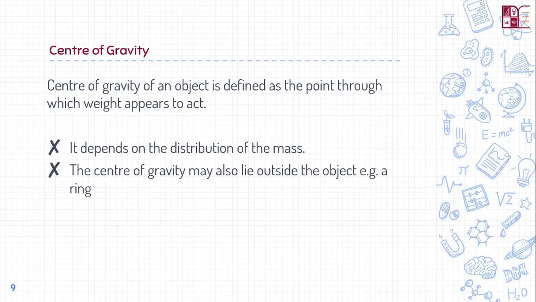Now moving on to the center of gravity. The center of gravity of an object is defined as the point through which weight appears to act. It depends on the distribution of mass. The center of gravity may also lie outside the object, for example, a ring.